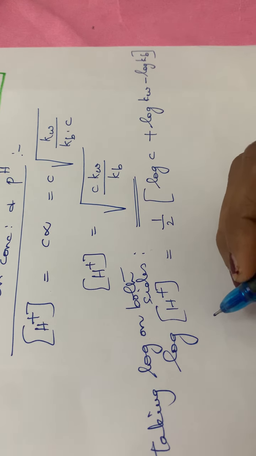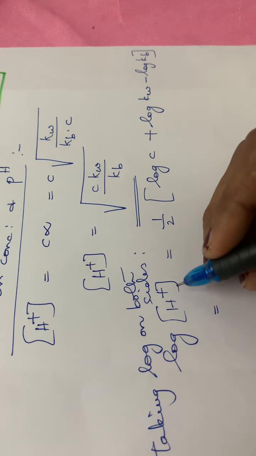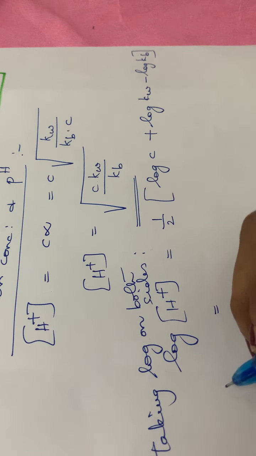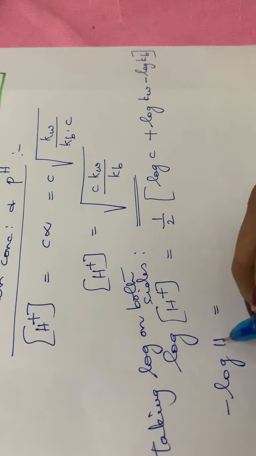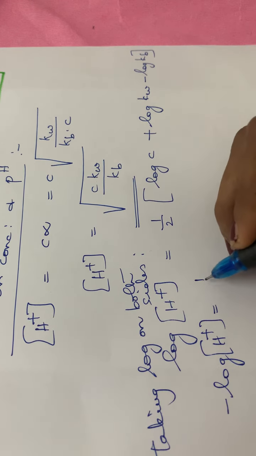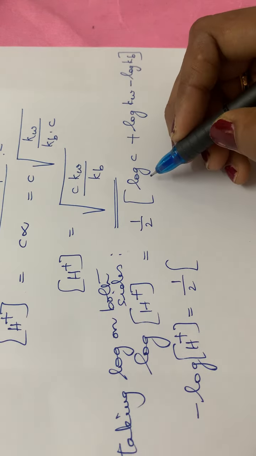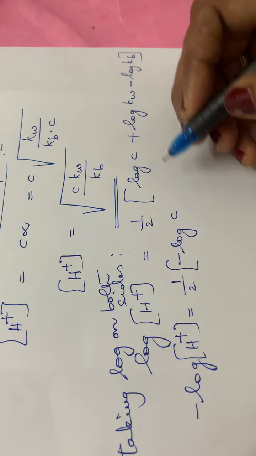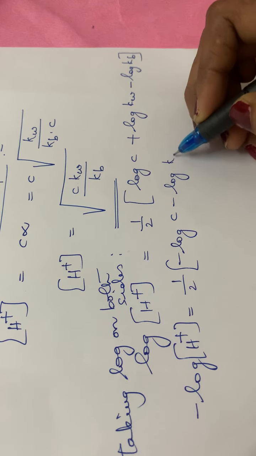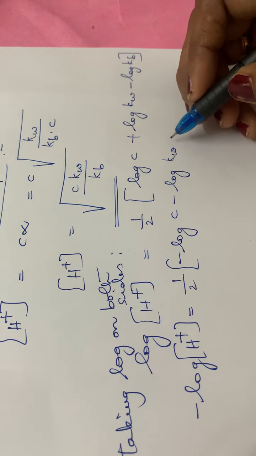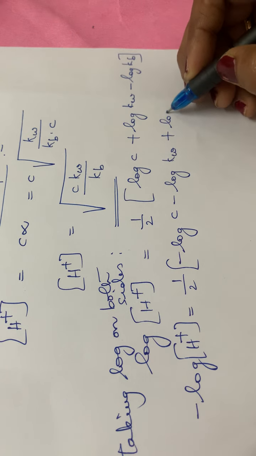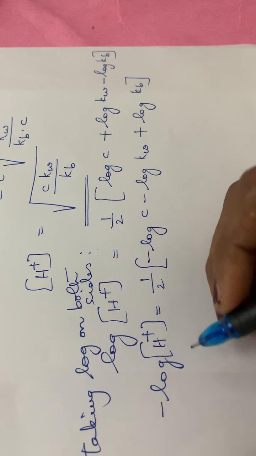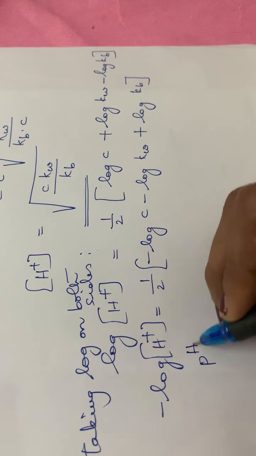So again, what is the next step? For pH, the formula is minus log H plus. So you have to convert the sign. That is minus log H plus, that is equal to half into, here it becomes minus log C. Then again this becomes minus log Kw. Again this becomes plus log Kb. So this is in the form of pH, isn't it? Minus log H plus is equal to pH.